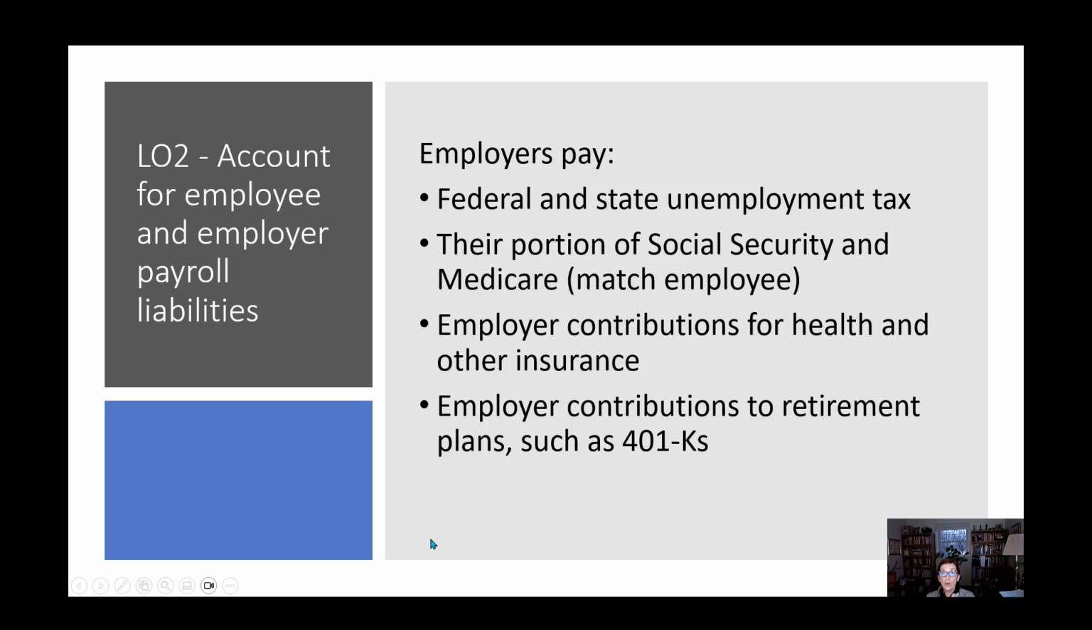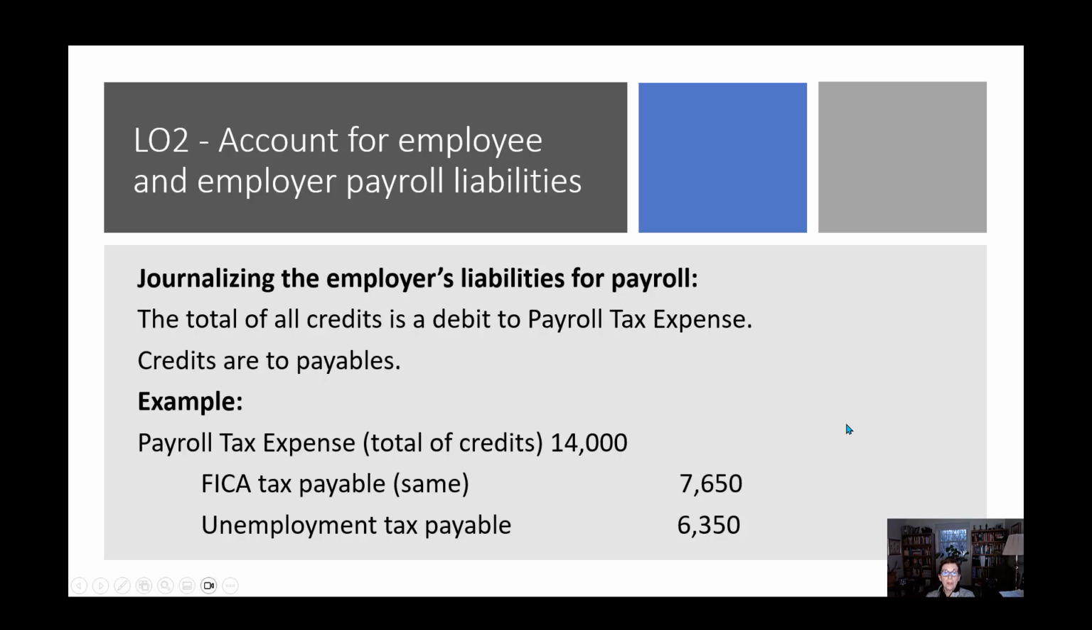Now, employers also have to pay money because they have employees. So employers pay federal and state unemployment tax. They match the same amount of Social Security and Medicare tax that you pay. So remember that $7,650 before. They match that same amount. They pay that in also. And the employer may also contribute money for your health and insurance premiums and might match some of your contributions to retirement plans.